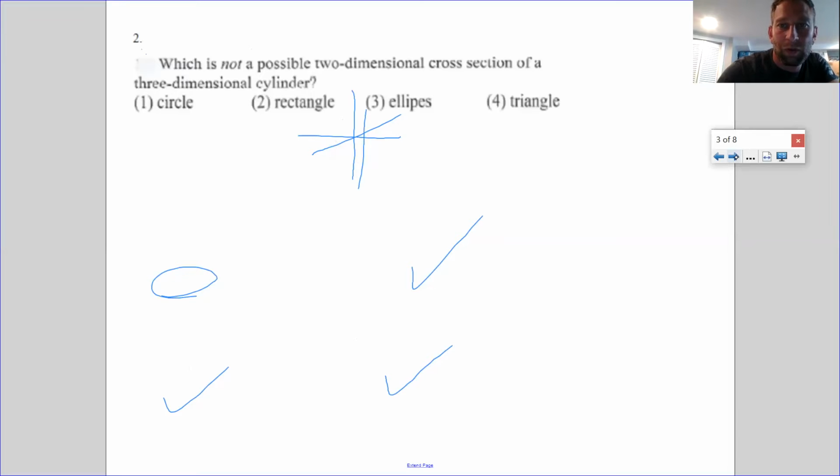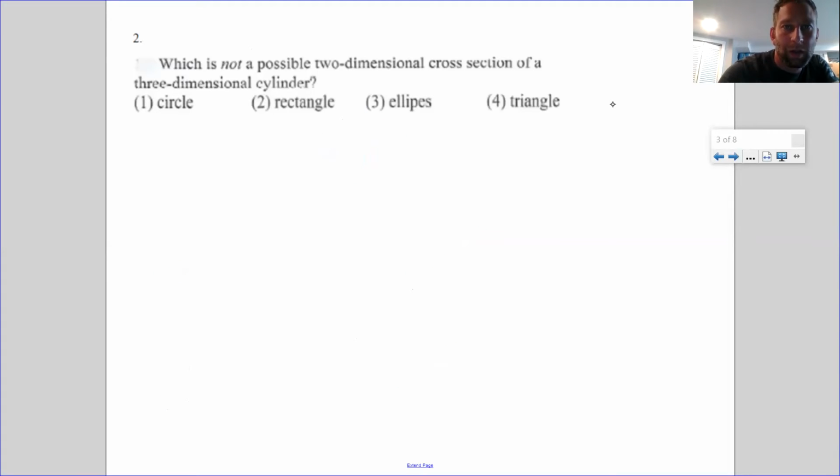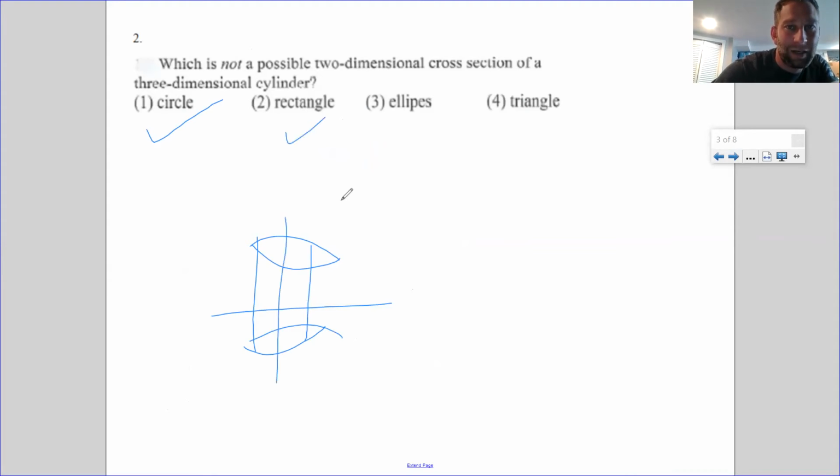Number 2. Which is not a possible two-dimensional cross section of a cylinder? So a cylinder, I can get a circle by cutting it horizontally. I can get a rectangle by cutting it vertically. I can get an ellipse. I stole this question from somewhere and they had a typo. So an ellipse I would get if I sliced it diagonally.